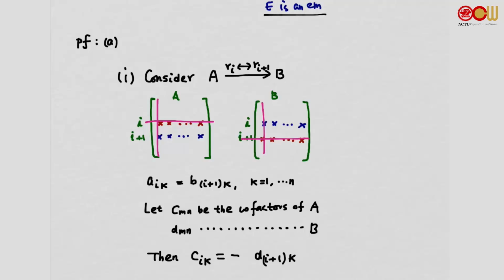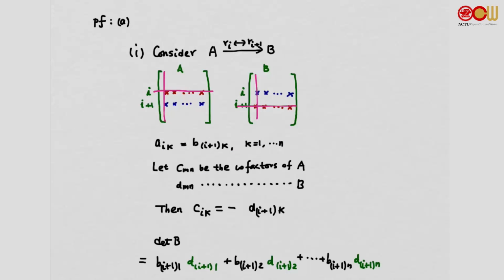Because remember, the cofactor carries the term (-1) raised to the power i+j. So here we have i+k, and (-1)^(i+k) is carried in the C_ik term. And for the D term, we would have (-1)^(i+1+k). There's an extra 1 here, so there's a minus here. So when we compute the determinant of B and we do cofactor expansion along the (i+1)th row, this is what we have: B_(i+1)1 D_(i+1)1, and then all the way to the nth element.